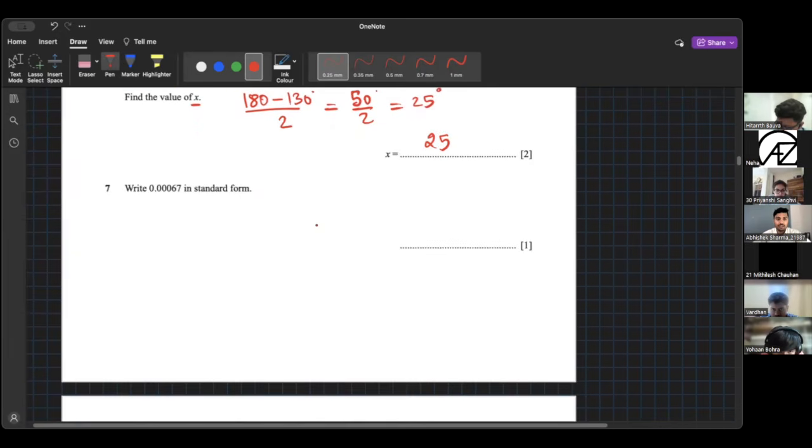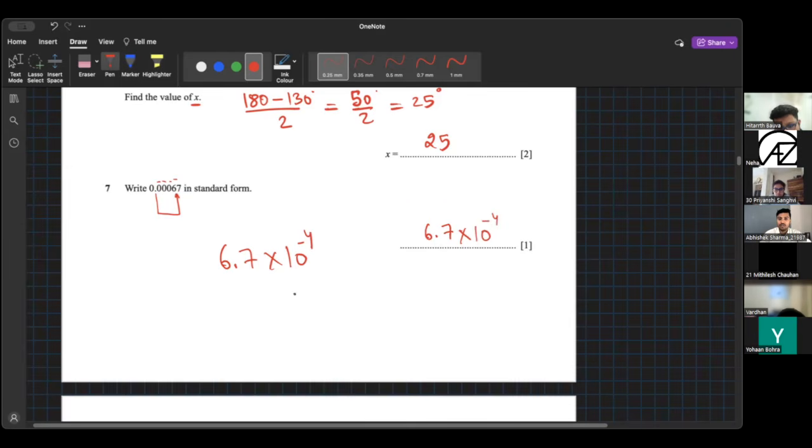Let's move on to question number 7 now. It says write 0.0067 in standard form. This is a small number, which means when we write the number in standard form, the exponent is going to be negative. So just write 67 as 6.7 multiplied by 10 raised to. How do we figure out the exponent? See, this decimal point we are shifting from here to between 6 and 7. Now you have to count the digits between the decimal point and the new decimal point. So 1, 2, 3 and 4. So negative 4. The answer will be 6.7 multiplied by 10 raised to negative 4.